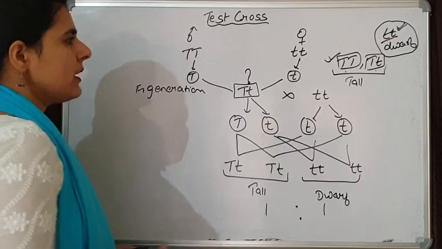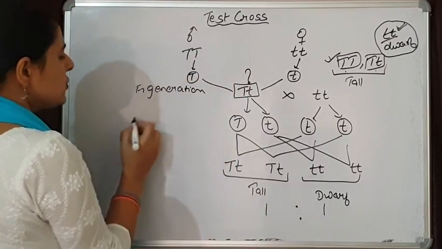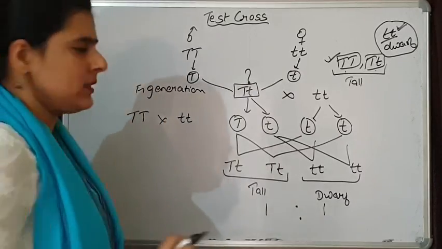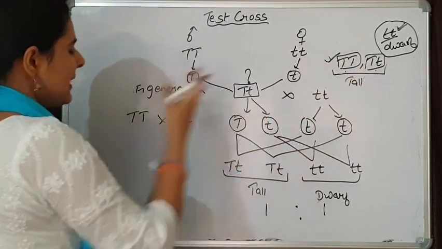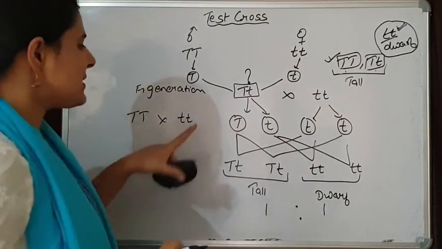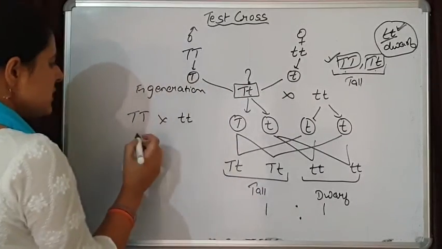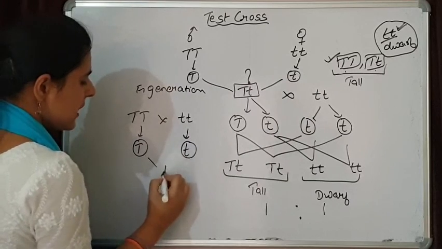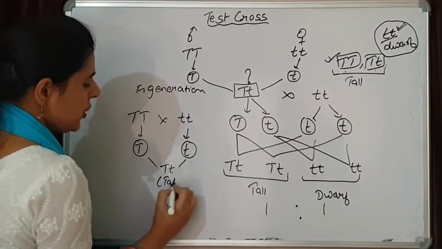We can do some more experiments also. Suppose I am going to cross this with a recessive parent. This is the other possibility. So let's see what happens when this homozygous situation is crossed with this recessive parent. Here the same type of gametes are going to form, and this is the combination.